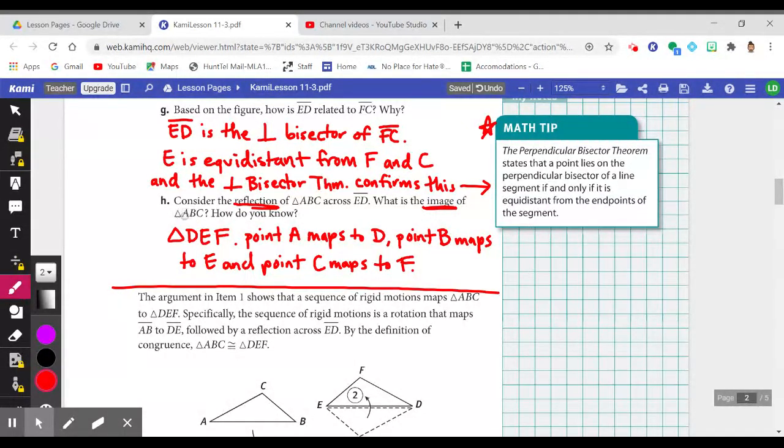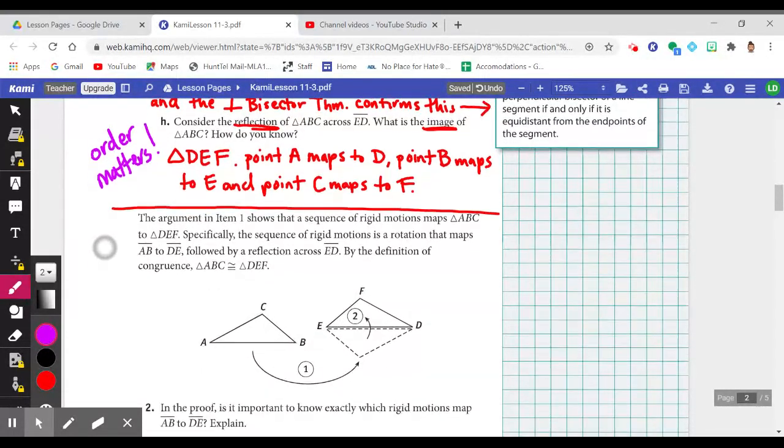So where did A map to? Well, A mapped to D. Where did B map to? E. And then the last point after the reflection, C mapped to F. So that's why I said triangle DEF in that order. And I'm going to write this note. Order matters. Right? That's what lesson 11.1 was all about, how the order matters. So we have to be very specific in where each point maps to in these triangles.